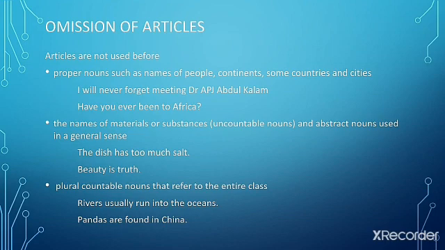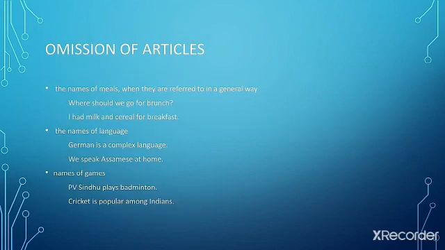Next, plural countable nouns that refer to the entire class. Example, rivers usually run into the oceans. Pandas are found in China. And the names of meals when they are referred to in a general way. Example, where should we go for brunch? I had milk and cereal for breakfast. Next, the names of languages. German is a complex language. We speak Assamese at home. Next, names of games. PV Sindhu plays badminton. Cricket is popular among Indians.